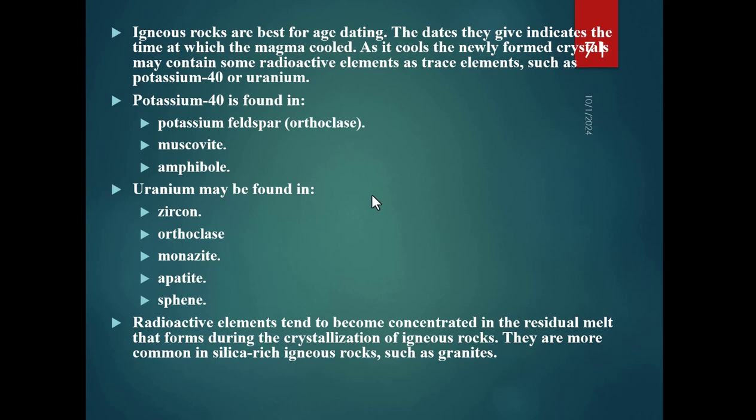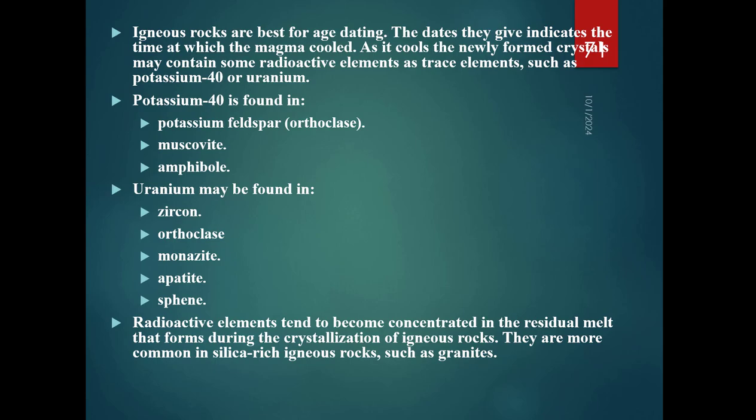Uranium may be found in zircon or K feldspar or monazite, apatite, or sphene. Sphene is like amphibole. The radioactive elements tend to become concentrated in the residual melts that form during the crystallization of igneous rock. So the last minerals which are crystallizing, and the K feldspar is one of the last ones. Zircon as well. The amphibole, monazite, these are like accessory minerals, and they are about the last to form.